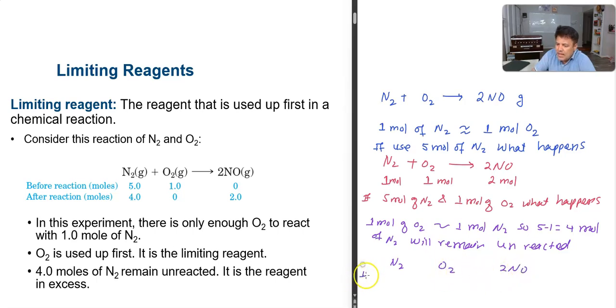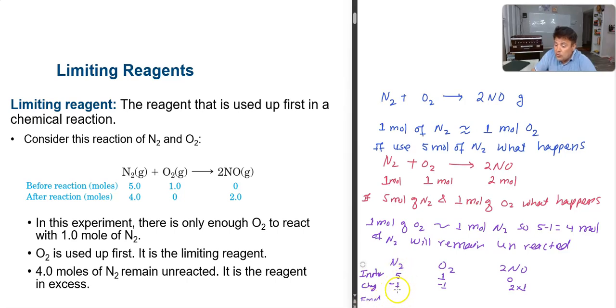What is happening? Initially you have N2, which means 5 mole. Initially you have oxygen, 1 mole. Initially NO is not there; this is the product, right? Initially you don't have product. After the reaction you will have product. After the reaction, 1 mole of oxygen will consume 1 mole of nitrogen. That's why minus. So the change is 1, and this is also 1. This forms 2 mole, right? 2 times 1.